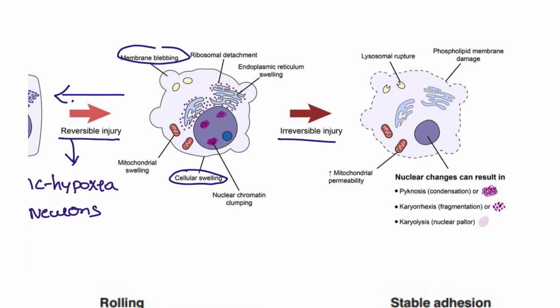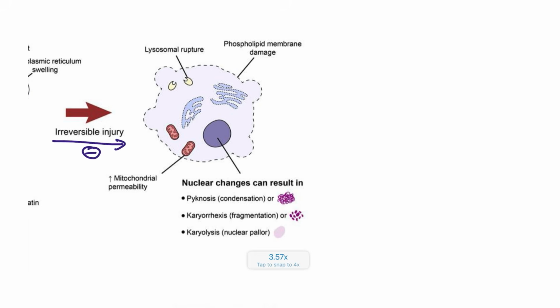But once there is an irreversible stage, there is no reversibility in the patient. So what happens in irreversibility? There will be mitochondrial permeability, so it can damage the mitochondria. Lysosomal rupture will be seen in this patient, and complete nuclear damage. And also, the plasma membrane is going to be damaged in this patient. So this is the irreversible condition.